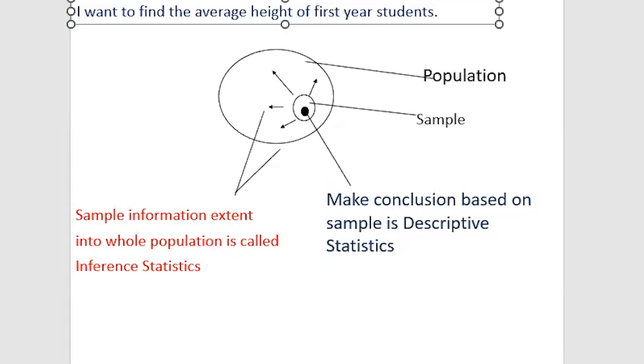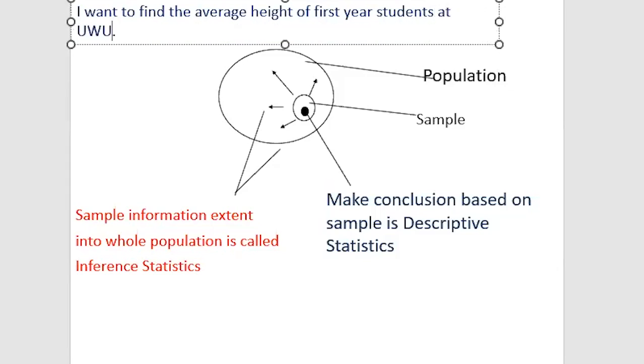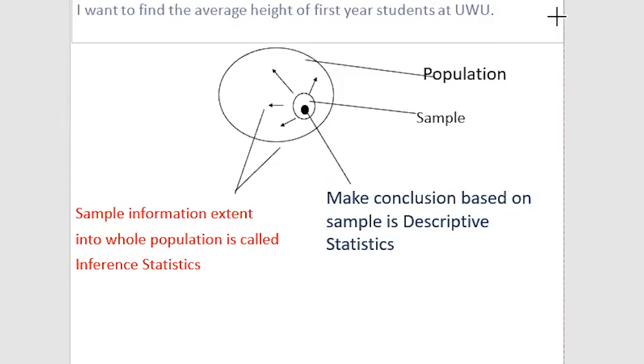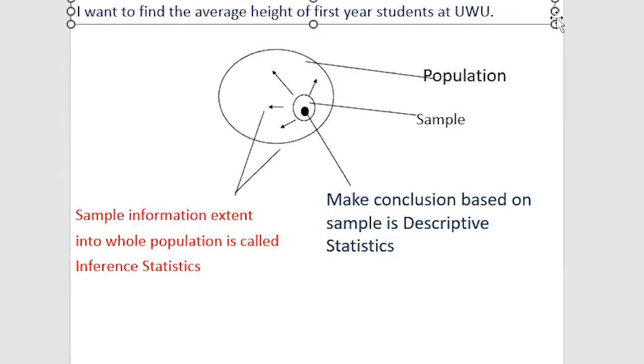First year student means you have to define it here. Say first year students at UW, I say that to define it clearly. Who are they? All the first year students who are registered at the university. Say your batch contains 1,300 or 1,400 students, the whole batch. And this I call the population of the study.